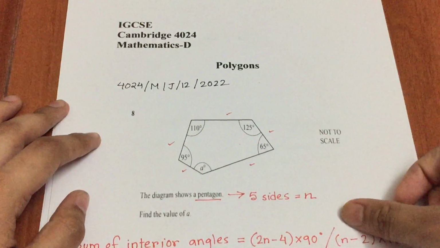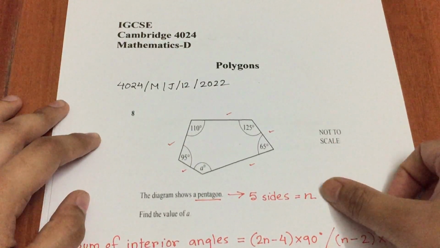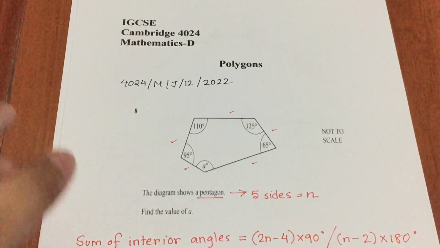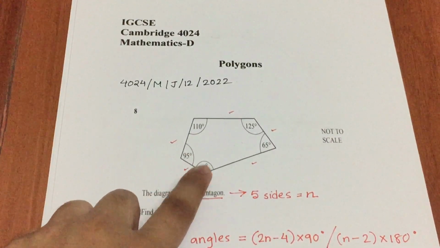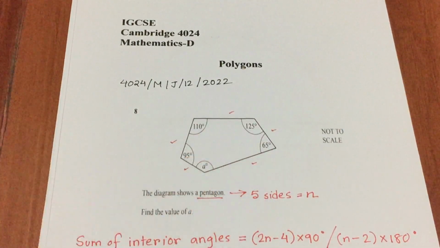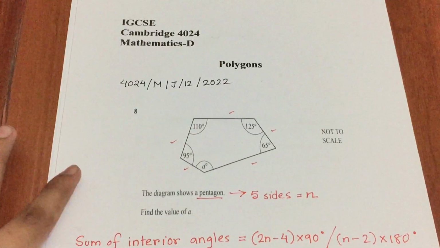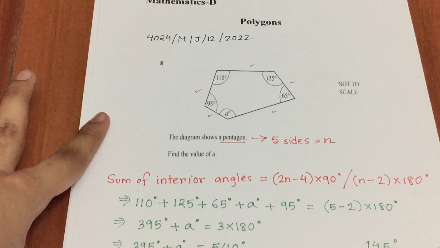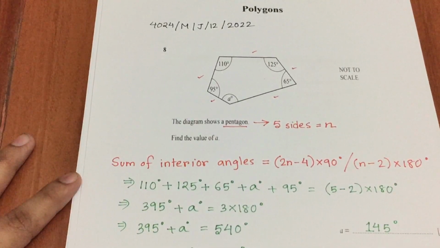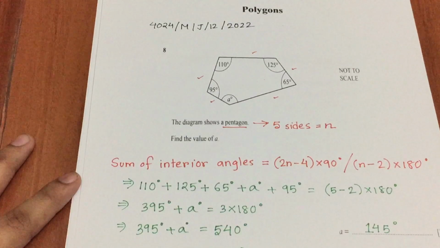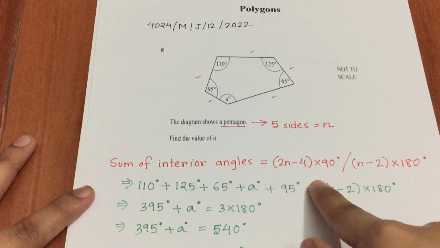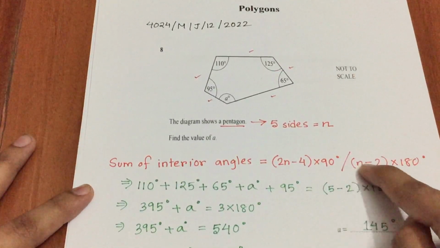So pentagon means 5 sides, which is n here, as n represents the number of sides. A is one of the interior angles of this polygon. As we know, we can use the formula for the sum of interior angles of a polygon. You can check out my previous video where I have explained all the formulas in detail. For the sum of interior angles, we can either use this formula or this formula. I went with this one.